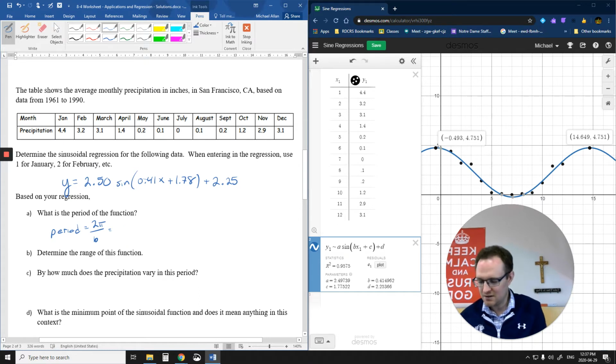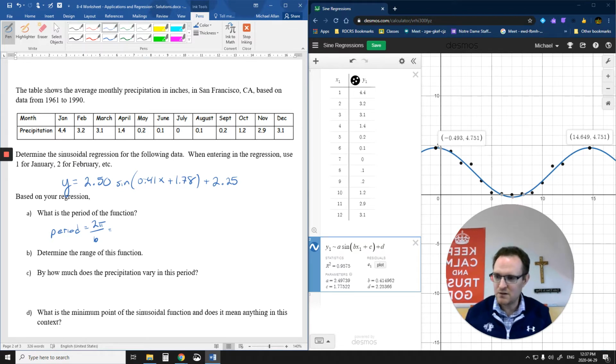There's my B value there, so I'm just going to type that in my calculator. 2 pi divided by 0.41. Now you want to use more decimal places. I could use more decimal places because I could see my equation there. So I get 15-ish. 15 months.